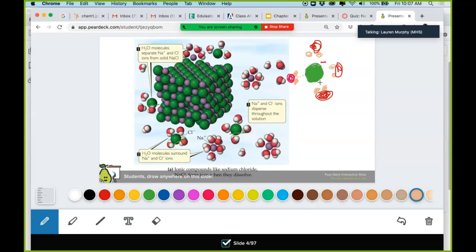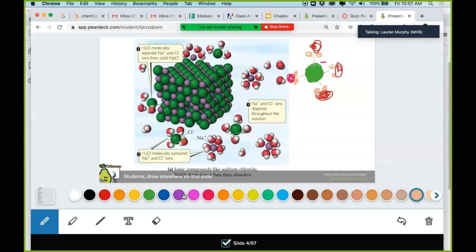It's Cl minus. Now, I want to be clear. They are not attached to the chloride ion. They are just attracted to the chloride ion. So they orient themselves around the chloride ion in a specific manner. They call these hydration shells because they're surrounding the ions.